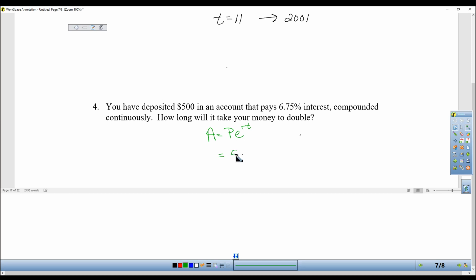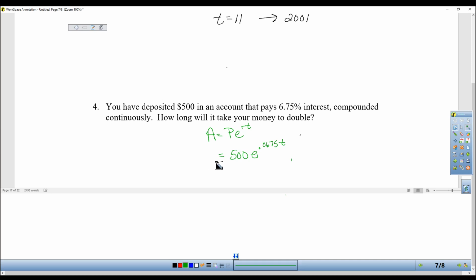So ours will be $500. That's your principal. That's how much you've invested. E. Now remember, on this rate, you got to move that decimal over 2 places, so it's 0.0675. And I want to know how long it takes. T is what I'm trying to find. Well, they can't give you 2 variables, so they must have already told you this side. So you have to do a little thinking on your own here. How long will it take your money to double?